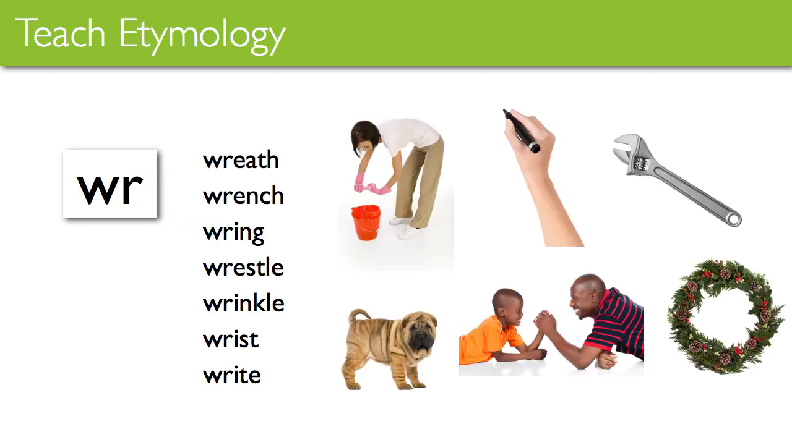This one's really fun. I learned this just recently at a conference. But some of the phonograms are related to etymology. So what is the same between a wreath, a wrench, a ring, wrestle, wrinkle, wrist, and right? What do you think? They all have the two-letter R phonogram, but what else is the same about them? Absolutely. She got it. Did you hear?